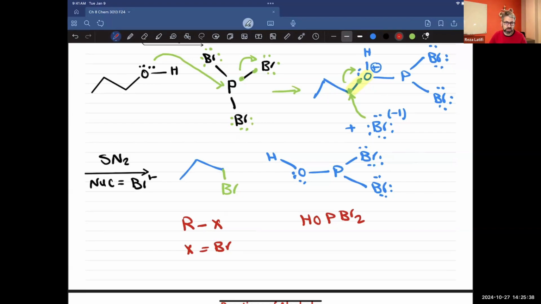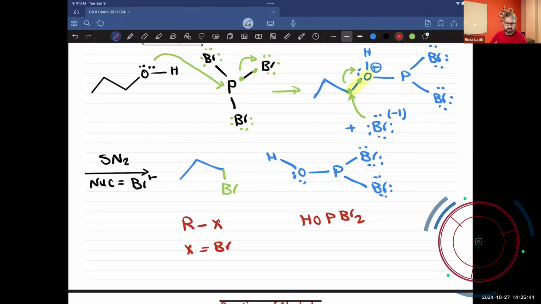And also we got an acid. Our acid is not that strong an acid, but still it has some acidic character.